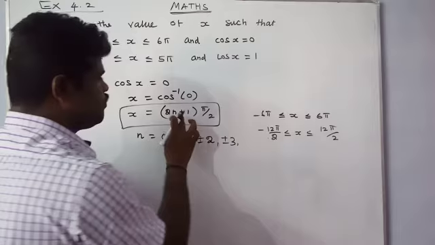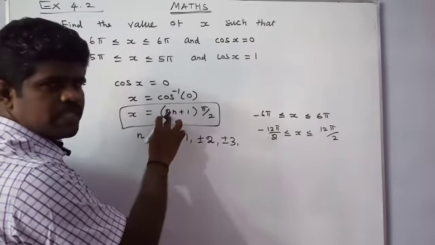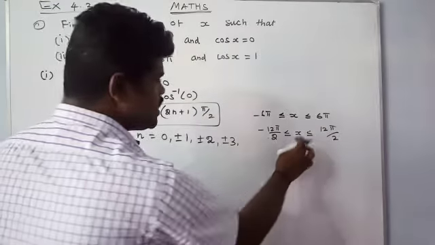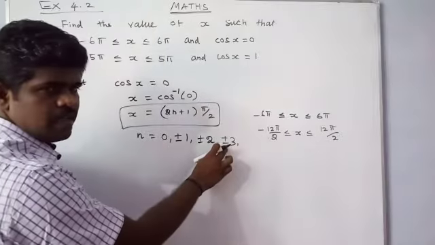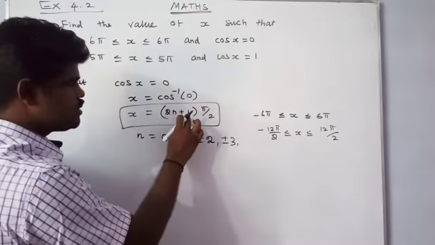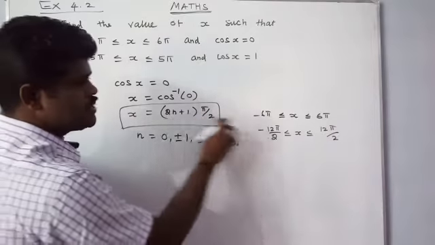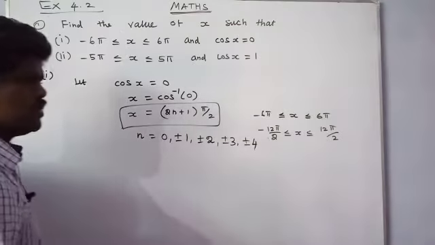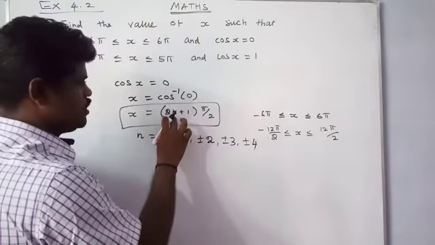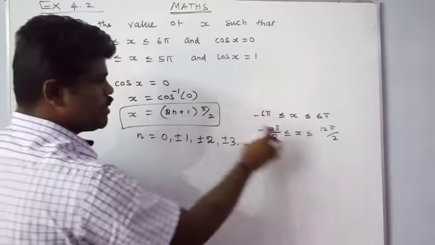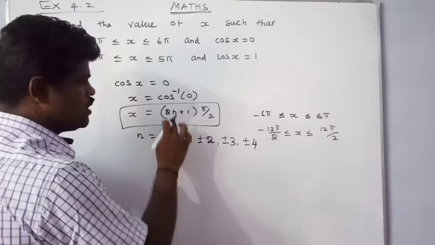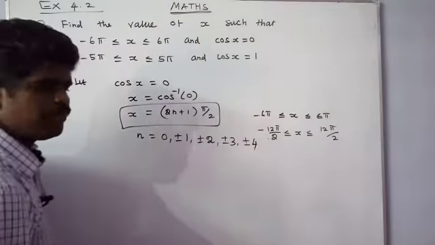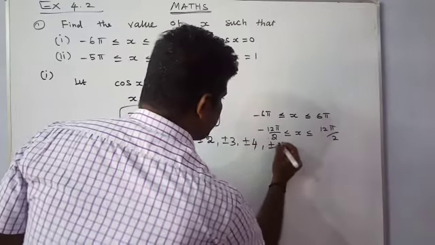Plus or minus 3 is what? 3 into 2, 6. 6 plus 1, 7 by 2. So 7 by 2 lies between this value, and we want to give minus 3. Minus 6 plus 1, minus 5 by 2 is there, comma plus or minus 4. Plus 4 is 8. 8 plus 1, 9 by 2. 9 by 2 lies between this value, and minus 4. Minus 8 plus 1, minus 7 by 2 lies between this value, comma plus or minus 5.